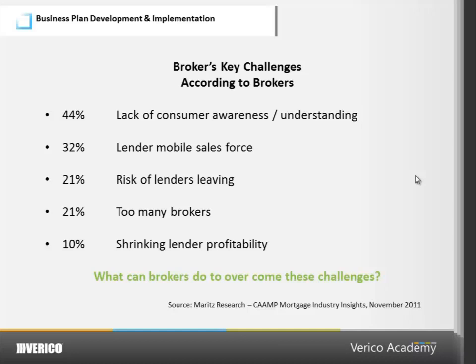21% said risk of lenders leaving. 21% said too many brokers, although we have seen that a number of brokers have left the industry, those that aren't getting enough business, perhaps were newer to the industry, started in 08 or 09, and are not getting the business they require in order to support themselves, and so they have left the industry. 10% said shrinking lender profitability.